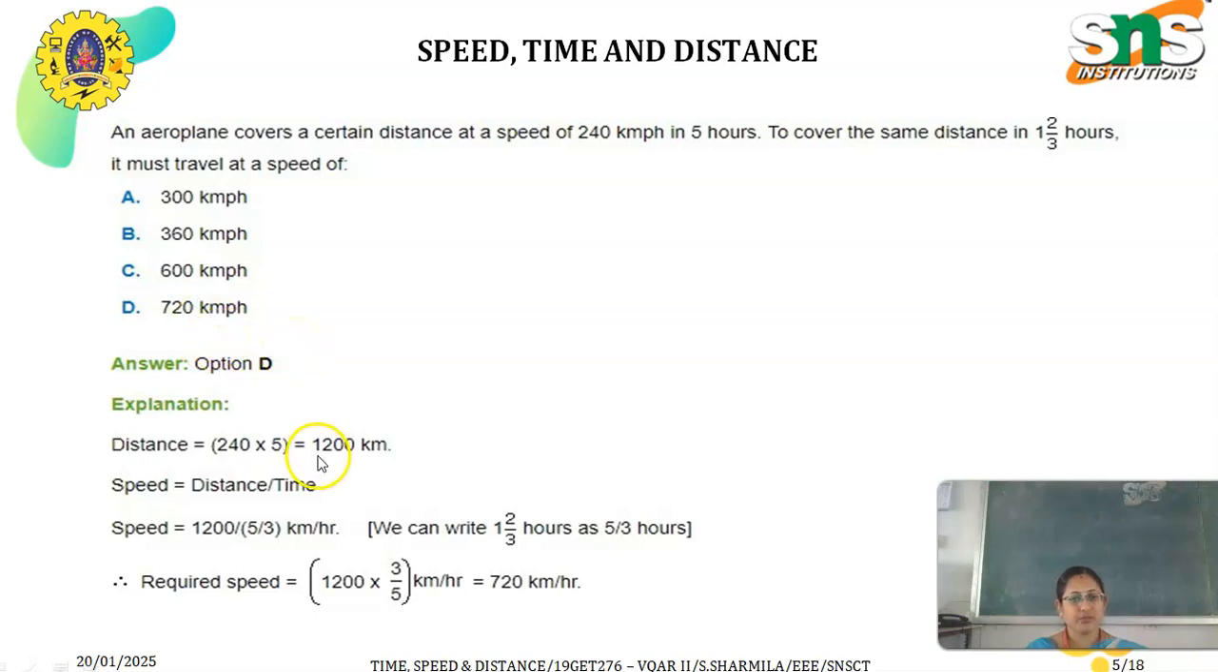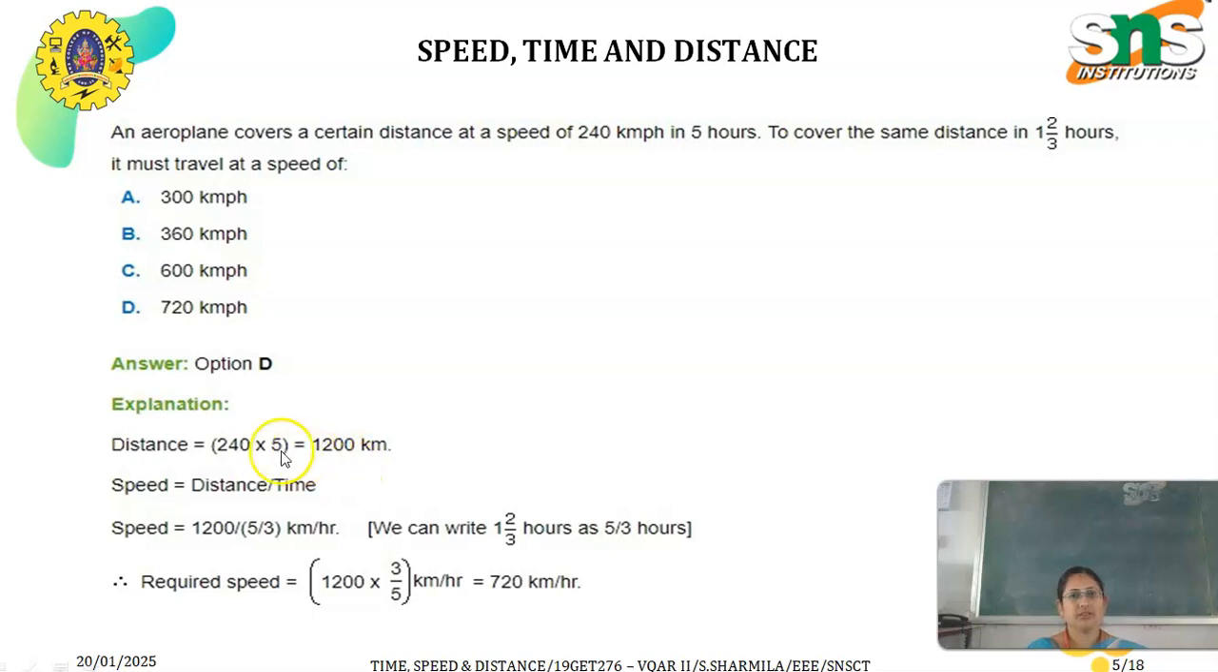We know that the formula is distance is equal to speed into time. The speed given in this problem is 240 km per hour and the time taken for traveling the distance is 5 hours. So the distance we have to calculate is 240 into 5. So it is 1200 km.